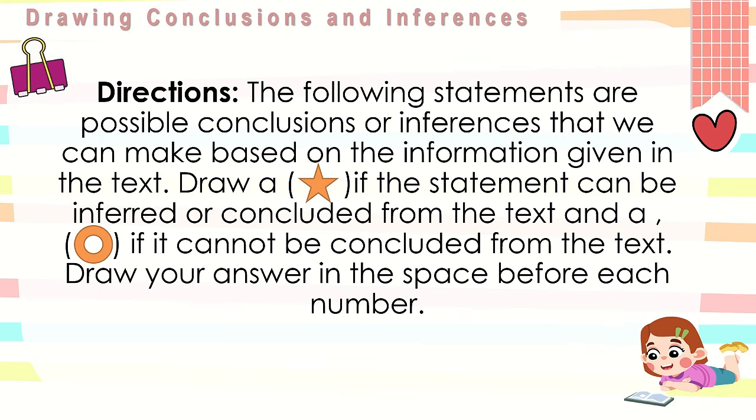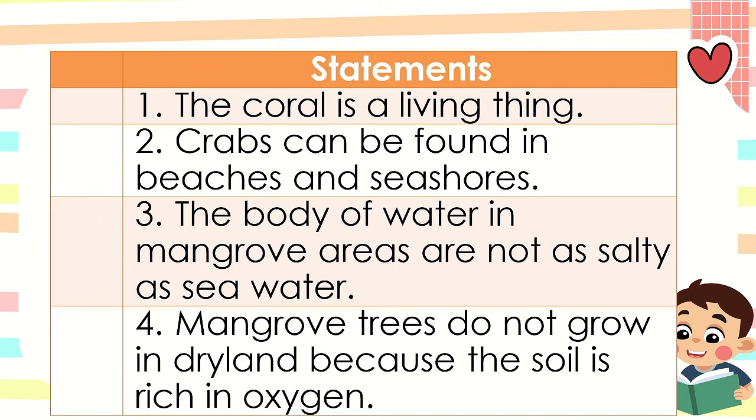The following statements are possible conclusions or inferences that we can make based on the information given in the text. Draw a star if the statement can be inferred or concluded from the text, and a circle if it cannot be concluded from the text. Draw your answer in the space before each number. Here are the statements. Number 1, the coral is a living thing.